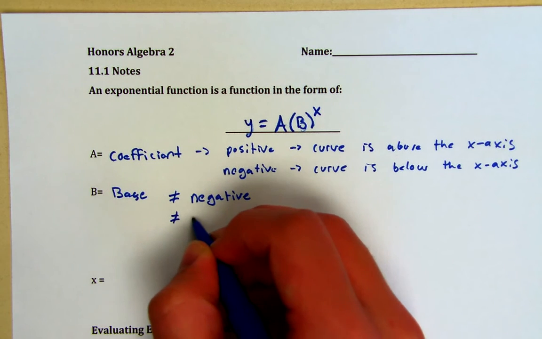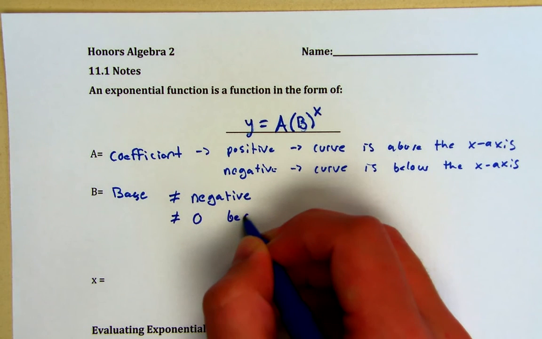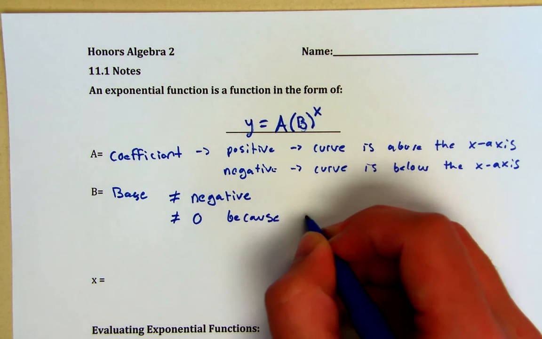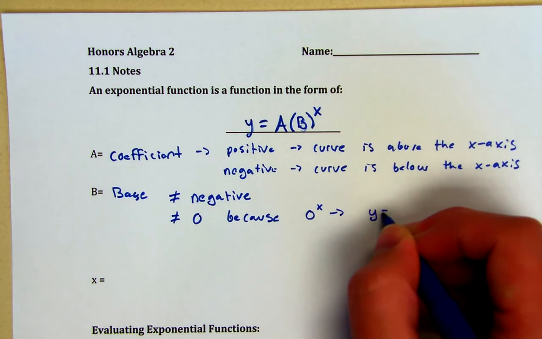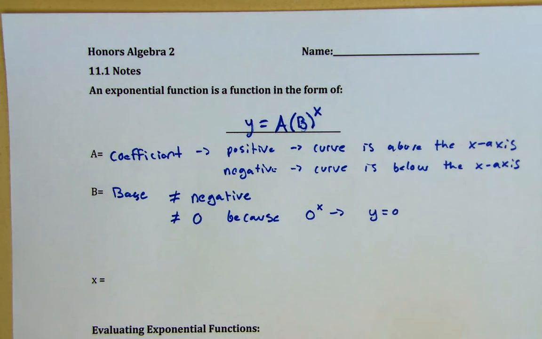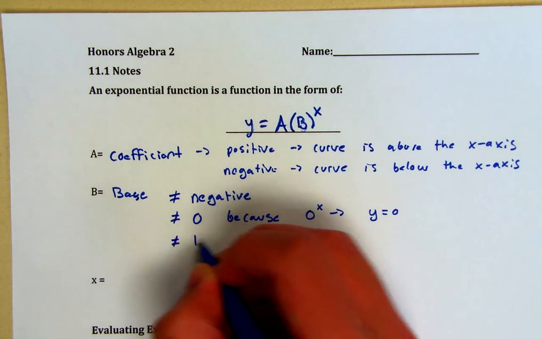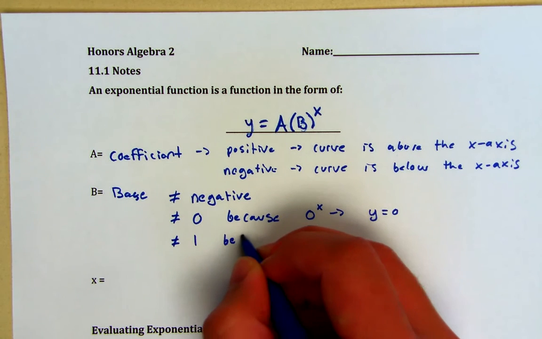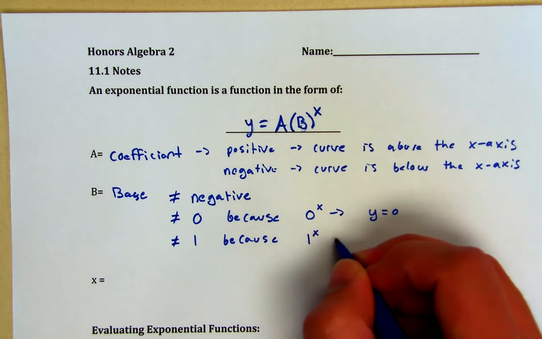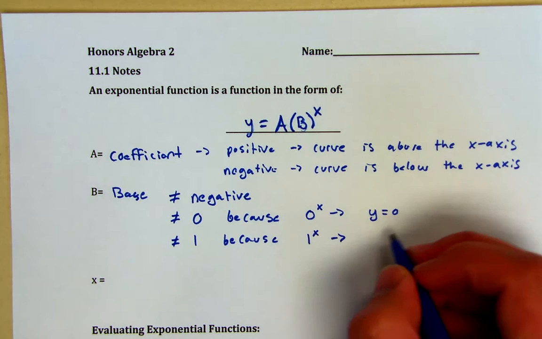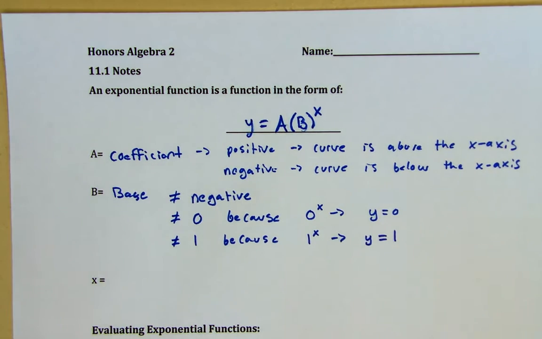It cannot be 0 because if 0 was raised to the power of x, no matter what, we would get the line y equals 0. It can also not equal 1 because we would end up getting 1 raised to the power of anything, and 1 raised to any power gives you y equals 1, which is just a horizontal line.